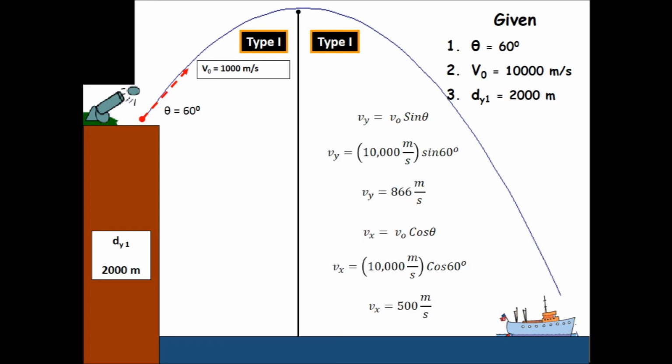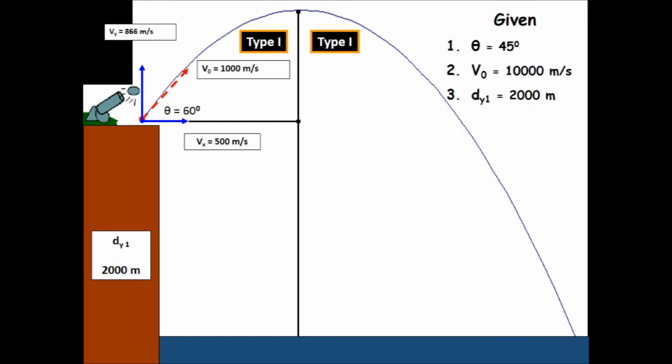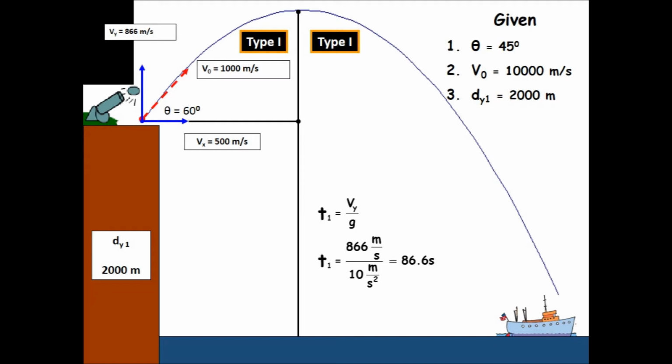Now, the Vy relative to that simple equation and Vx are listed as 866 and 500. That should be very easy to do. V naught sine theta and V naught cosine theta. And now we want to determine the time it takes for the cannon to reach D max, and that's going to be 86.6 seconds.